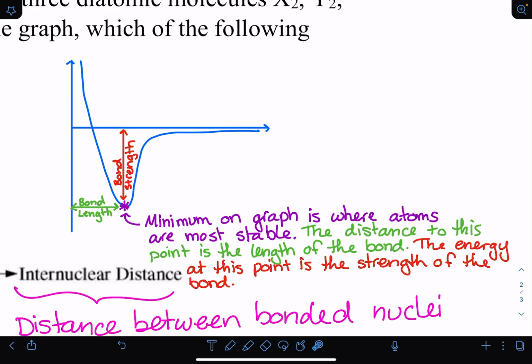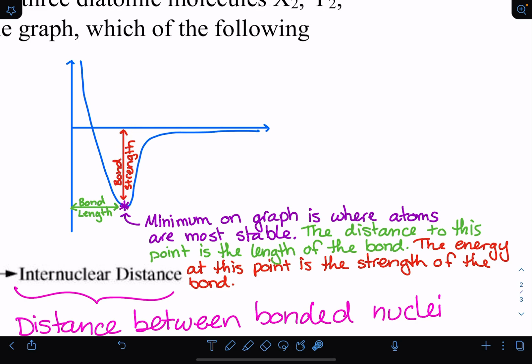If you push the nuclei even closer together, it starts to turn back up because the protons in one nucleus and the protons in the other nucleus start to repel one another more strongly. So there is attractive force between the electrons on one atom and the nucleus of another, which is what creates the bond. But there are also repulsive forces between the two nuclei themselves, and this energy minimum is where those forces balance each other out. The attractive forces and the repulsive forces are in balance, so your nuclei don't move. They stay at that distance. So this distance to this most stable state represents the length of the bond between two atoms.